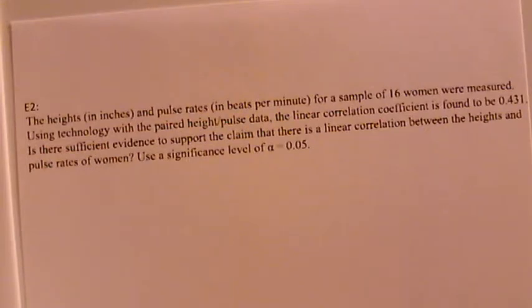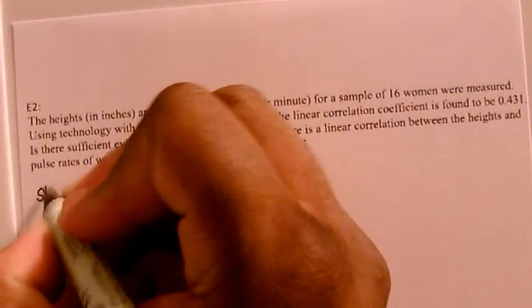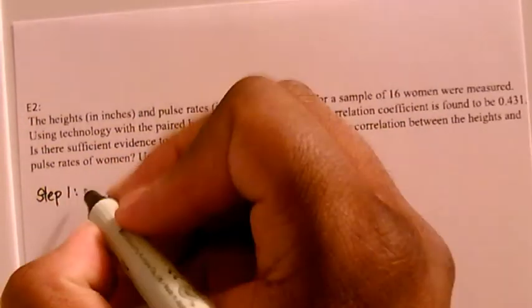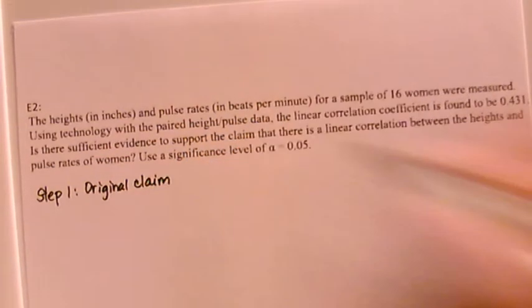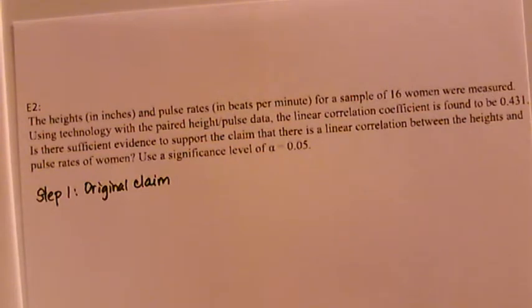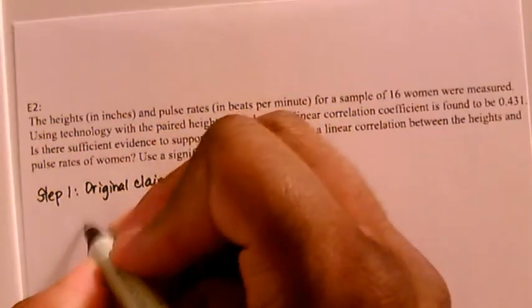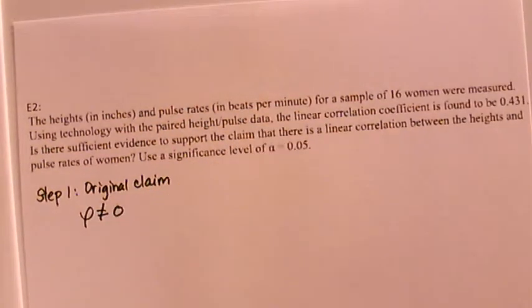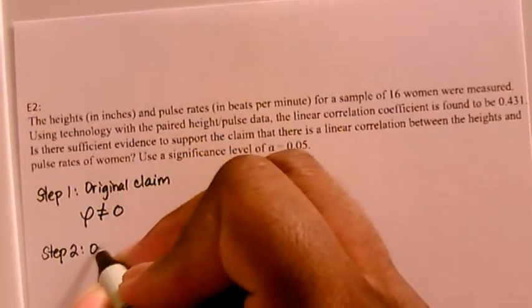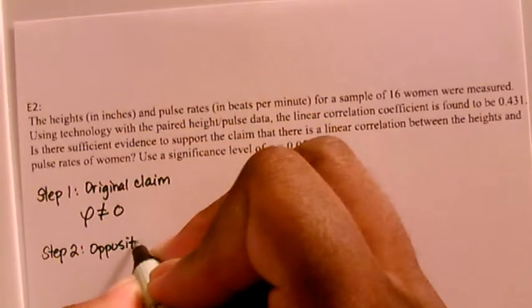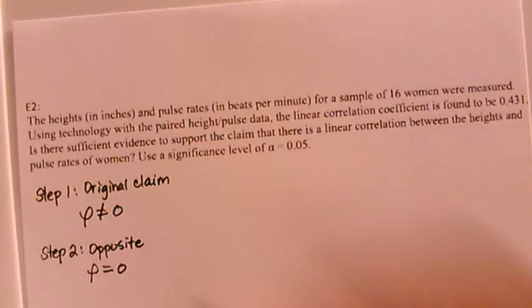Now again, we can apply that 8-step procedure for hypothesis testing. Starting with step number 1, we want to state the original claim. The claim is that there is a linear correlation between the heights and pulse rates of women. So that means rho is not equal to 0, meaning that there is a linear correlation. Then step number 2 is the opposite of the claim. That would be rho is equal to 0, meaning that there is no linear correlation between the two.